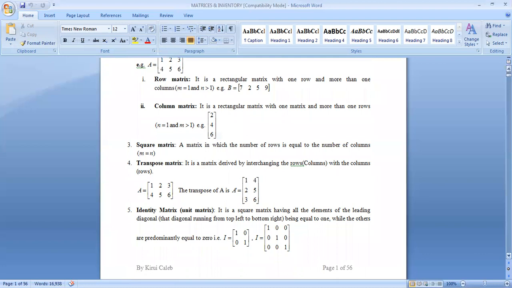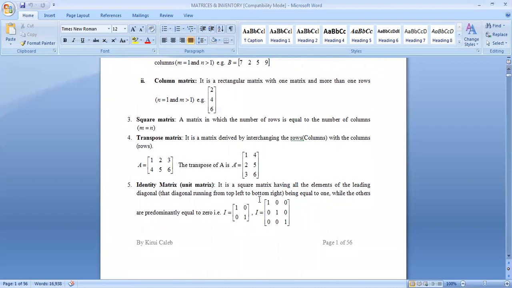Then we have another type of matrix we call the identity matrix, also known as the unity matrix. It is a matrix where the main diagonal, which runs from top left to the bottom right, has elements all equal to 1 and the others are 0. Like here we have 1, 1 and these are 0. This one is 3 by 3 because it has 3 rows and 3 columns. We have only 1s appearing from the top left to the bottom right. They are all 1, but the others are 0. Such a matrix is known as the identity matrix.